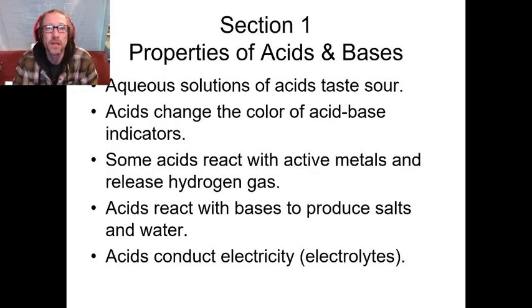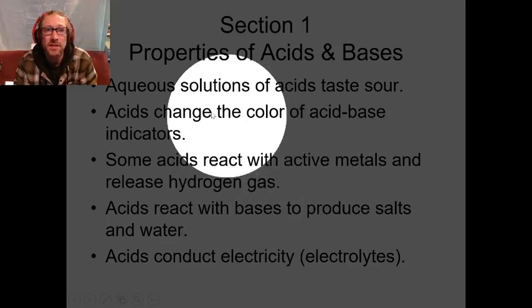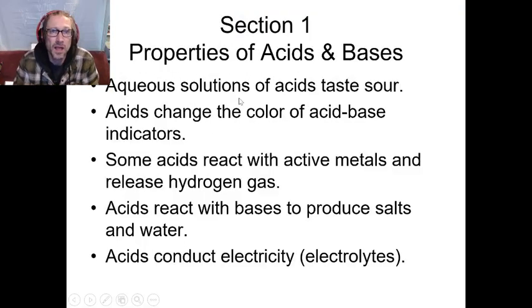Objectives. Here we go. Section 1. Properties of acids and bases. We're going to start with aqueous solutions of acids. Again, aqueous just means they are dissolved in water. Aqueous solutions are going to taste sour, if you can imagine a lemon or something along those lines. They can change the color of acid-base indicators. We'll be familiar with phenolphthalein. If you remember the little rainbow demo thing we did, that was universal indicator.